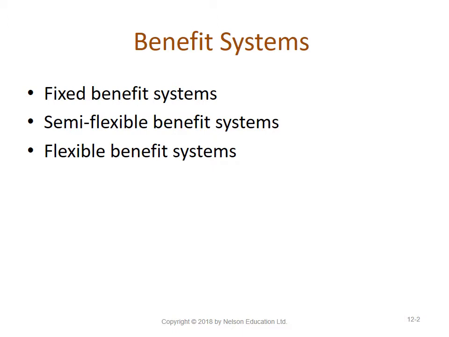There are 3 different types of benefit systems. There's a fixed benefit system where there's sort of a one size fits all, so one set of benefits for everybody. The other side of that is a flexible benefit system, so that's where there's a lot of choice offered to employees. And then the middle ground is a semi-flexible benefit system, which offers really the best of both worlds.